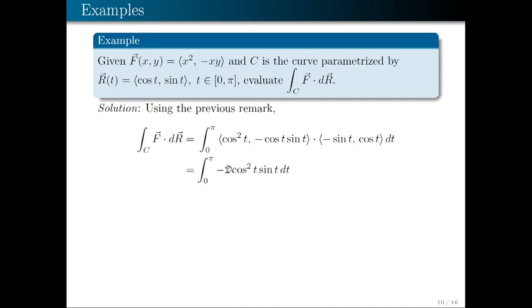To integrate this, we'll just use substitution. We could let u be cosine t so that its derivative is negative sine t. Based on the knowledge that we have from Math 21, that integral would just be equal to 2/3 of cosine cubed t, which we evaluate from 0 until pi, giving us a final answer of negative 4/3. So the work done by this force field in moving an object along the curve C, which is actually a circle but only from t running from 0 to pi, is given by negative 4/3.